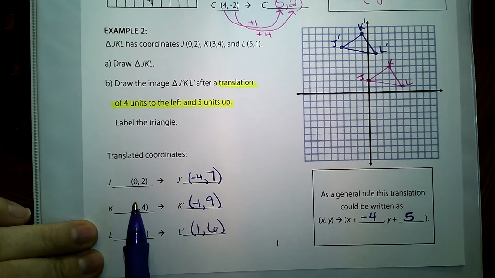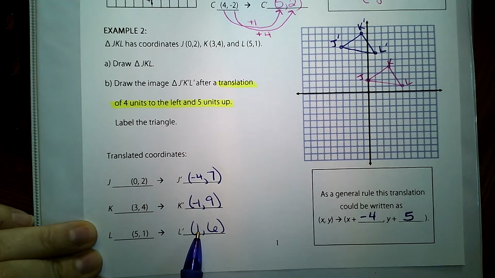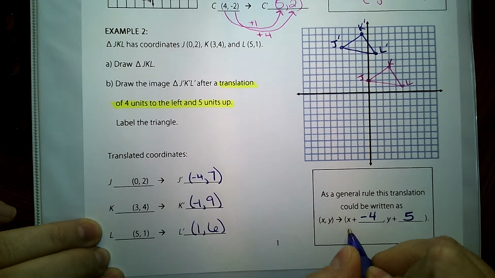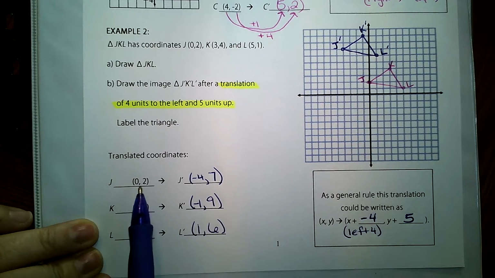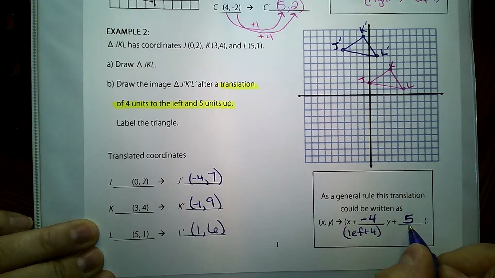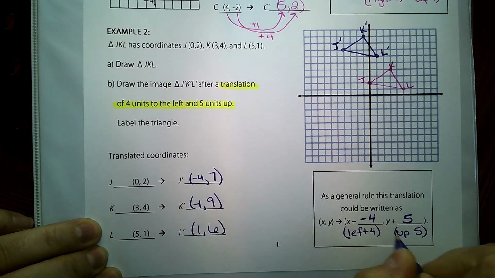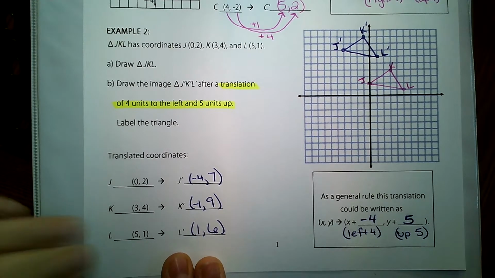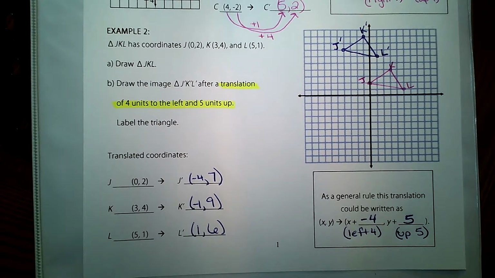If I look at the pattern to get from 0 to -4, or 3 to -1, or 5 to 1, I would take my X values and subtract 4. This takes care of moving the picture left 4. The Y values go from 2 to 7, 4 to 9, and 1 to 6. I'm adding 5 to each Y value. That's due to moving the image up 5. We want to be able to come up with a rule that's good for any point that lives in this translation. Flip over with me and let's check out example number 3.